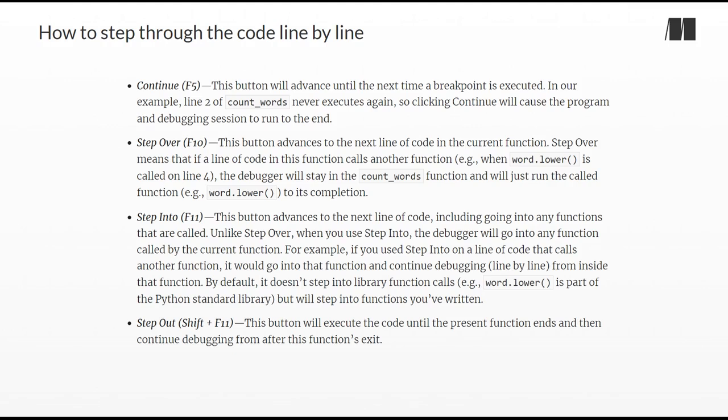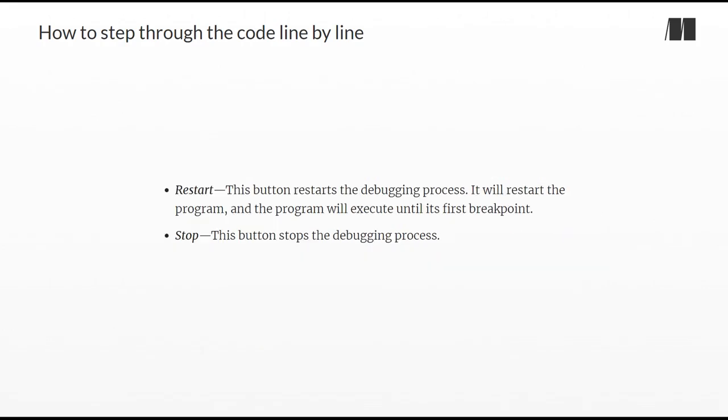Step out, Shift plus F11. This button will execute the code until the present function ends and then continue debugging from after this function's exit. Restart. This button restarts the debugging process. It will restart the program, and the program will execute until its first breakpoint. Stop. This button stops the debugging process.